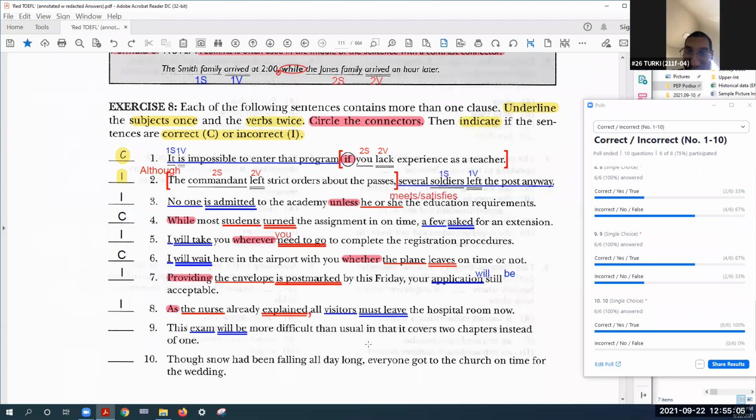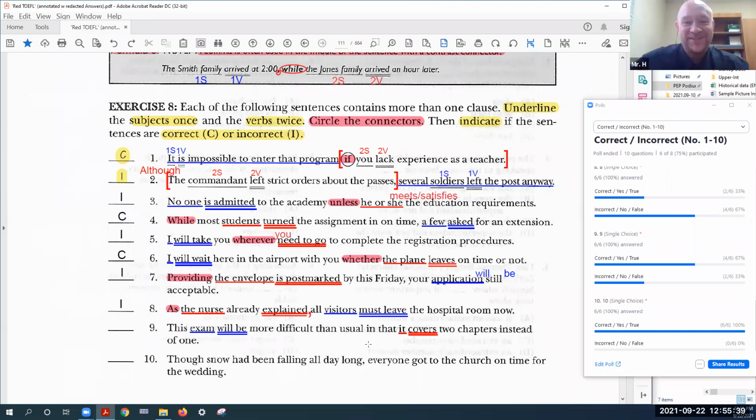Second subject. Anybody? The second subject. There is one. Sorry, but there is. Where's the second subject? Oh, chapters. The second subject is chapters. You guys lose marks in TOEFL on this one. Where's the second verb? Covers. It's covers.